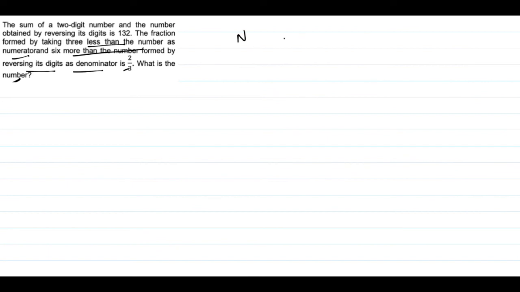Then suppose that its reverse is r. So you can consider, like with 23, then it is 32. Okay. So we are told according to the first condition that n plus r is 132. The sum of the two-digit number and the number obtained by reversing it gives 132.